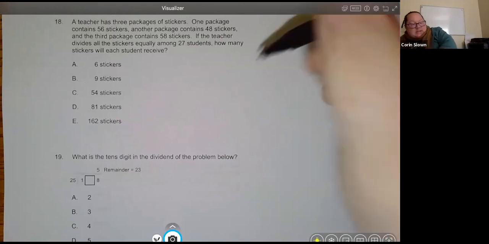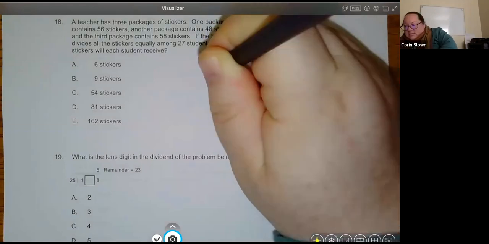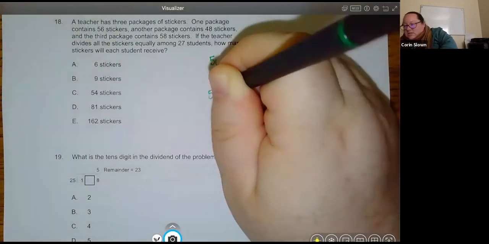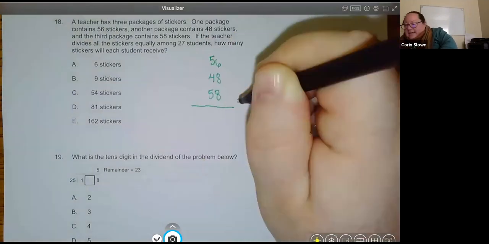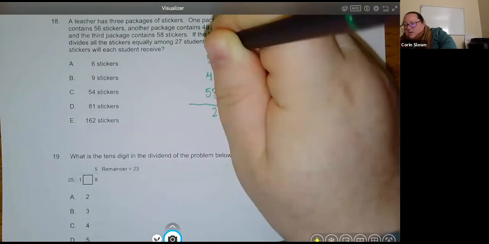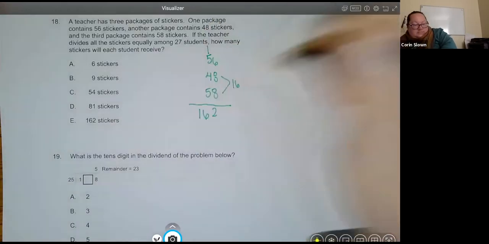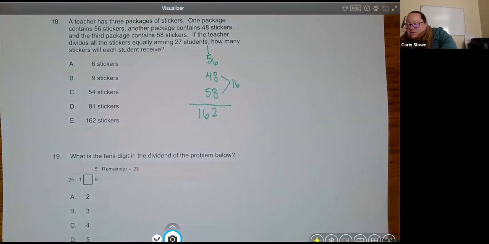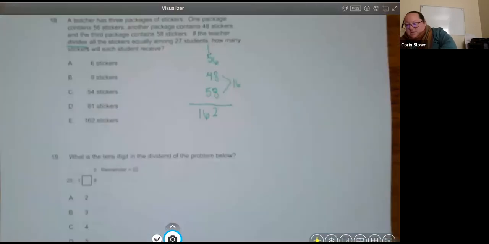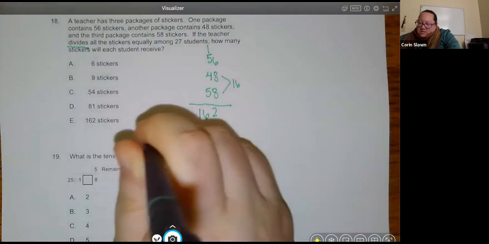Okay, so let's think about this. We have 56, we have 48, and we have 58 stickers. So if I add that together, 16, 16 and 6 is 2, carry the 1, 5. So I have 162 stickers total. I am not done yet though, because it says divides all the stickers equally among 27 students. So 162 divided by 27.